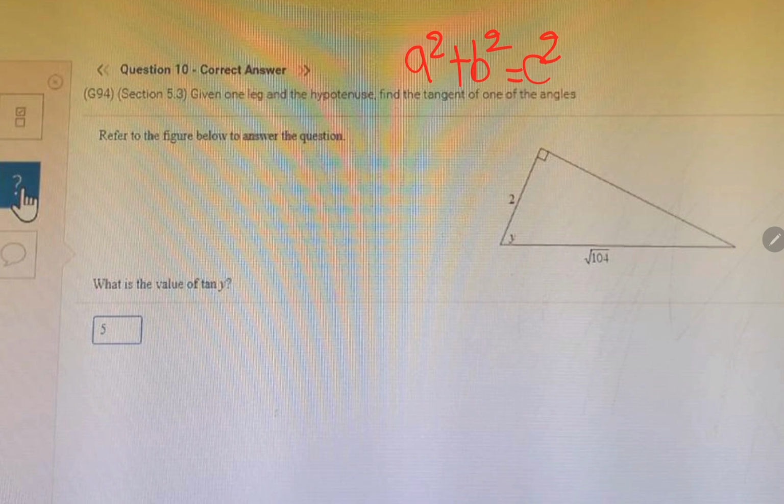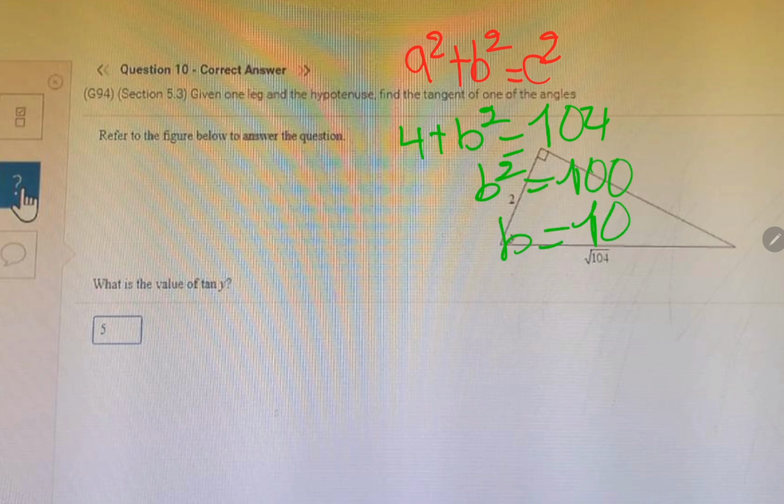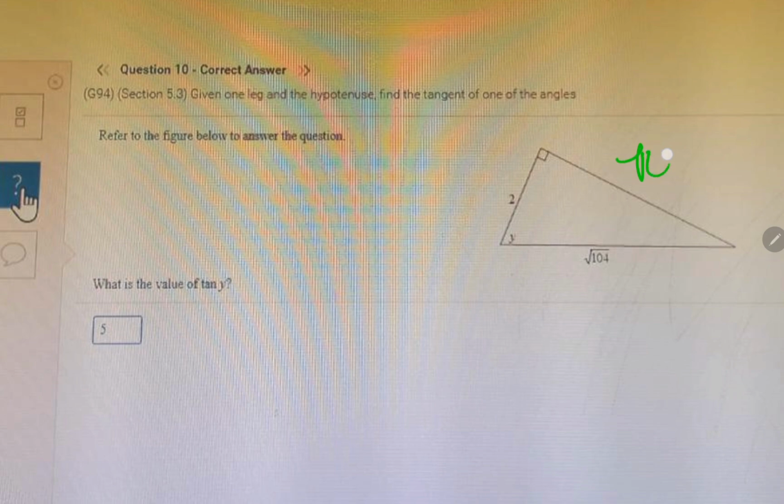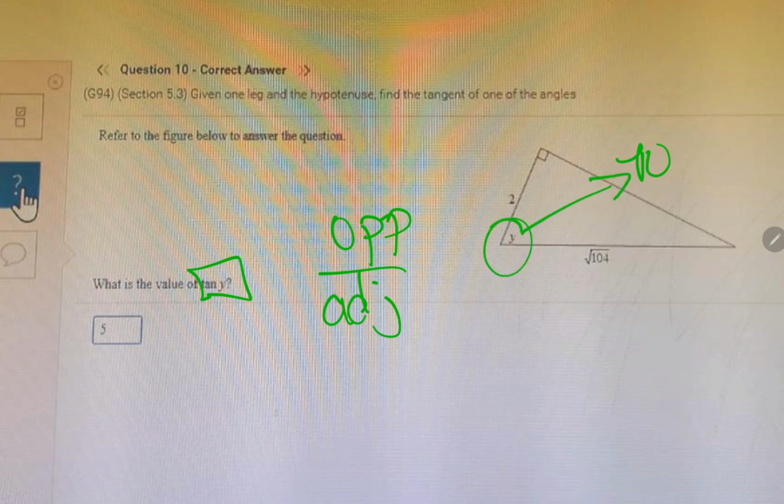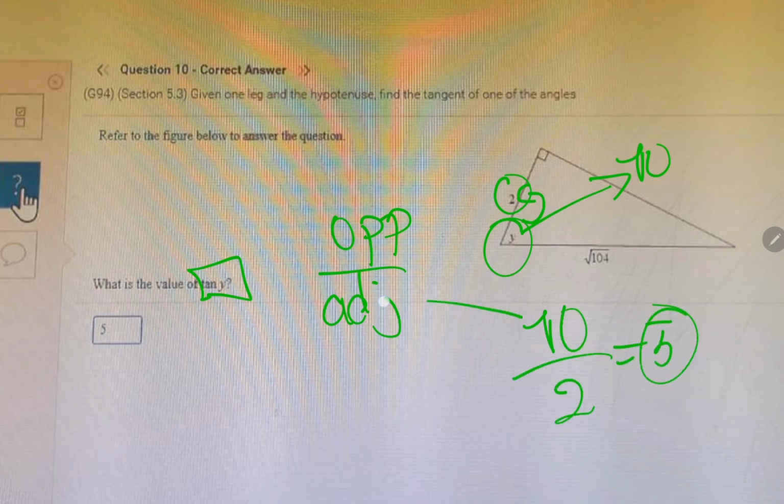So we substitute. 2 squared is 4. 4 plus b squared is equal to 104. b squared is equal to 100, so b is equal to 10. If this is 10 and they need the tangent of y, we said tangent is opposite over adjacent. We take the opposite of y, which is 10, over the adjacent, which is 2. So 10 over 2, which is 5. That's it.